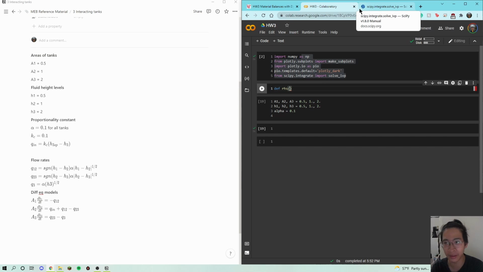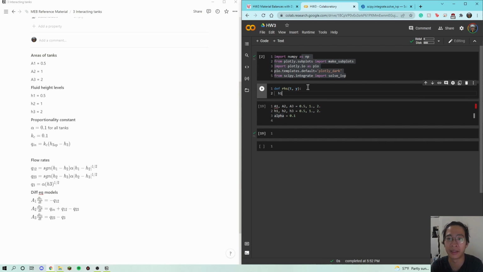What does it want? Okay, what it wants is our independent variable, t, time, right, and a dependent variable. And it's going to be a vector since there's three, a system, that's right, system of three differential equations. Okay, and we'll call it y for now. Okay, and we'll unpack it as h1, h2, and h3 as y.